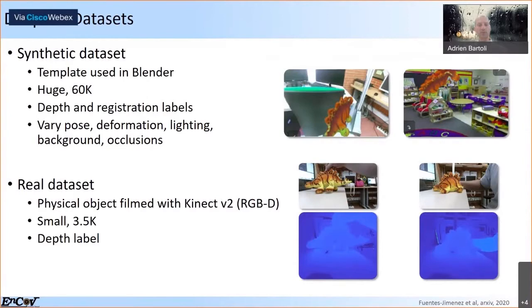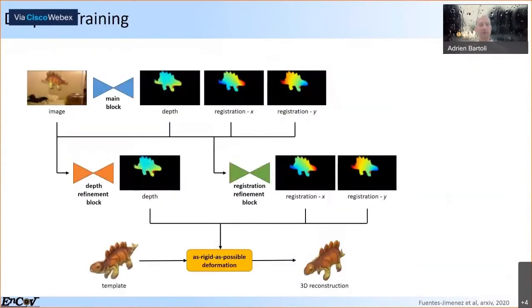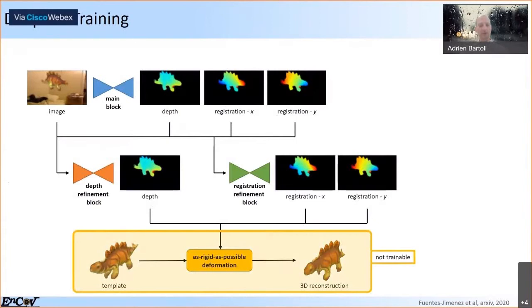real images that we actually filmed with a Kinect, so we have access to the ground truth for the labels on the depth. Of course, we don't have access to labels on the registration because we have no means of tracking the position of each point on the object with respect to the template. And this is the way we trained our system with this data. So the last block, this as-rigid-as-possible, is a physics-based approach, so it's not trainable.